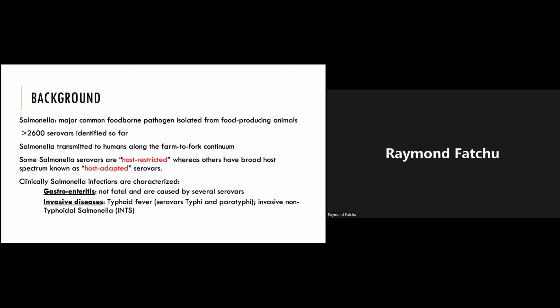We have 2,600 serovars identified so far, which is quite important according to us. And Salmonella is transmitted really along the farm to fork continuum. And we see that some serovars are really host restricted, whereas others have a broad host spectrum, known as host adapted serovars.